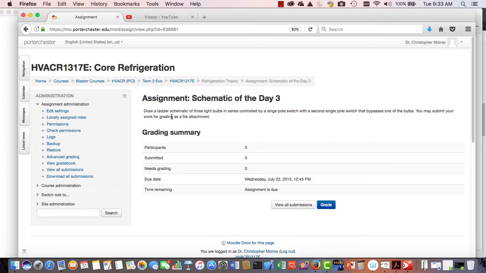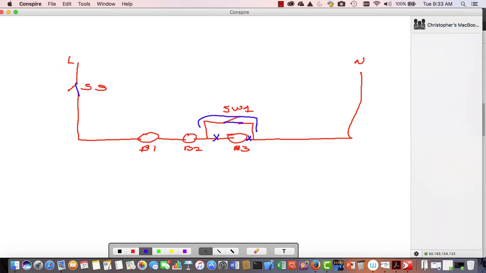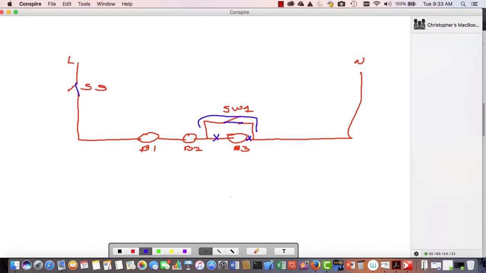So if we switch back over to what our assignment is, draw a ladder schematic of 3 light bulbs. We have my 3 light bulbs, controlled by a single pole switch with the second single pole switch that bypasses one of the bulbs. That's what our drawing here is. 3 light bulbs controlled by a single pole switch with a second switch that bypasses one of the bulbs. Wire it and give it a try. Okay, so that takes care of our assignment.